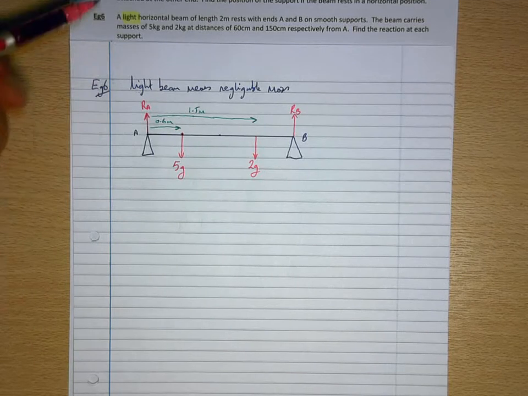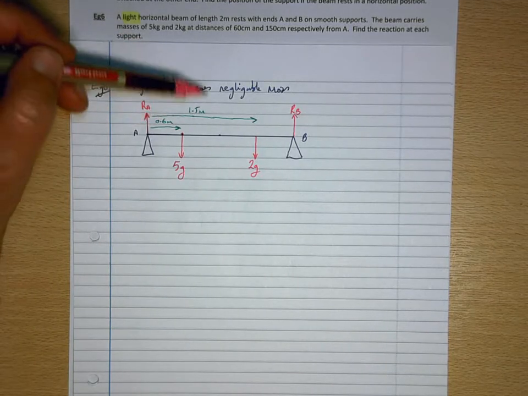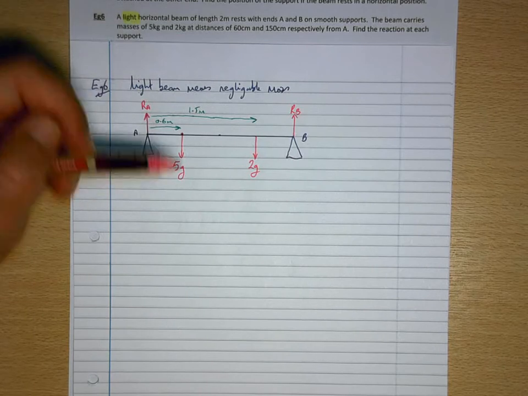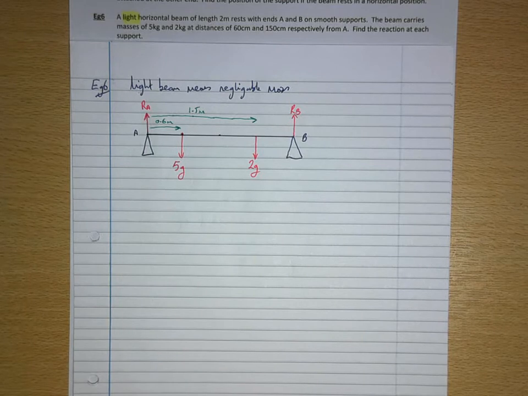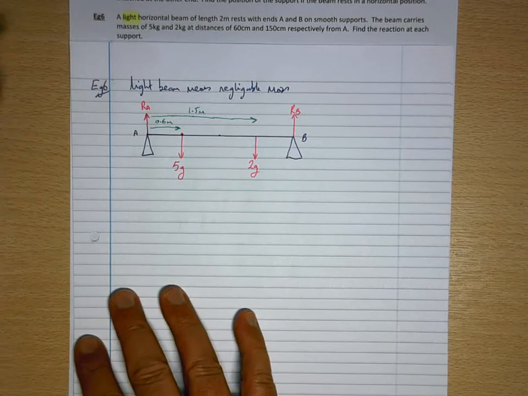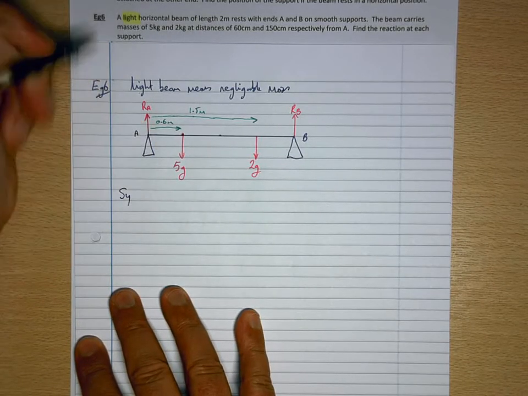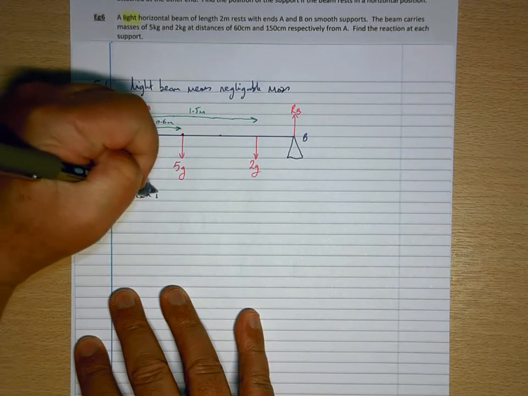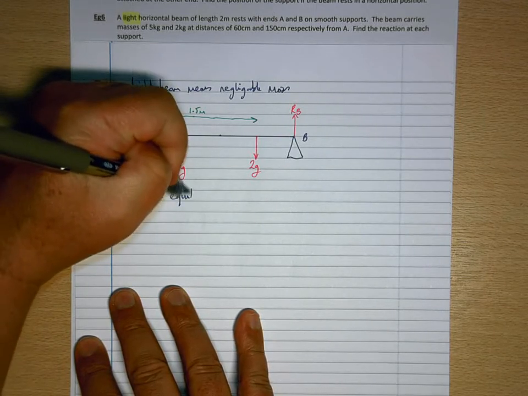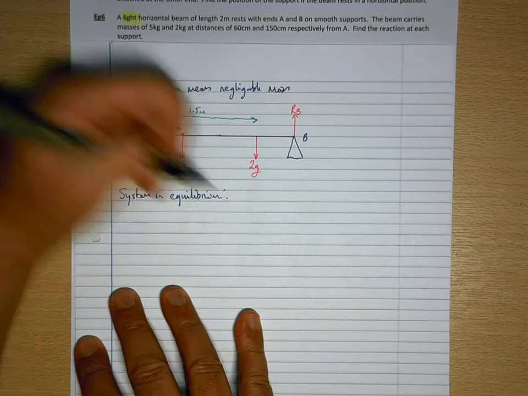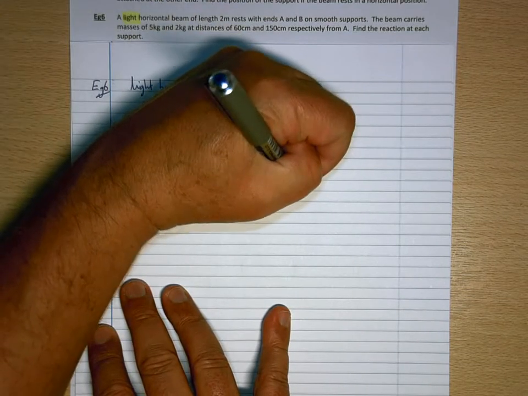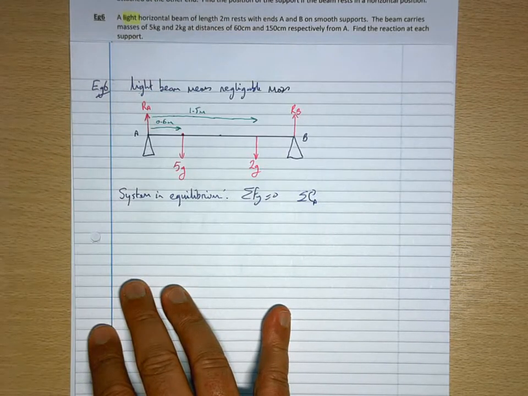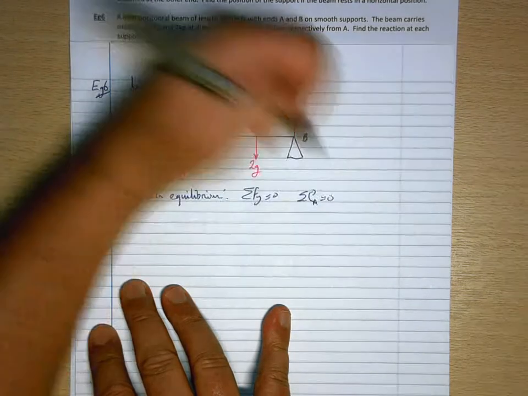Okay, so we've got everything we need on the diagram. Like I said, it's a light beam, so there's no mass of the beam that we have to worry about. We want to find the value of RA and the value of RB. The system is in equilibrium. Therefore, the sum of the y forces equals 0, and the sum of the moments about A, which is where I'm going to go from, equals 0 as well.